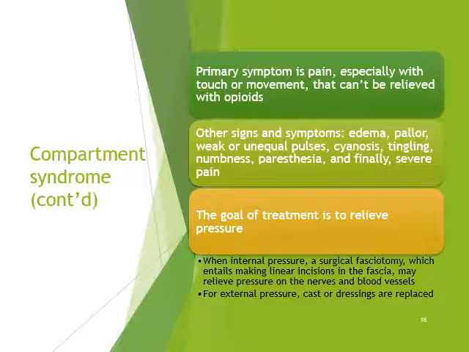The goal of treatment is to relieve the pressure. When internal pressure is involved, a surgical fasciotomy is made by the doctor, where linear incisions are made into the fascia that relieves pressure on the nerves and blood vessels. And for the external pressure, the cast or dressings may have to be replaced.